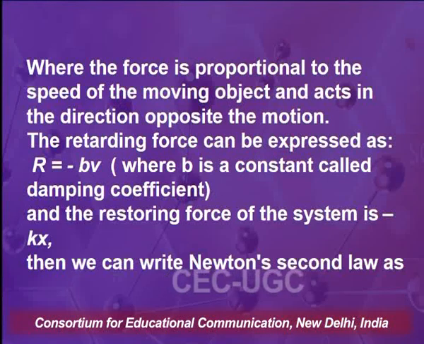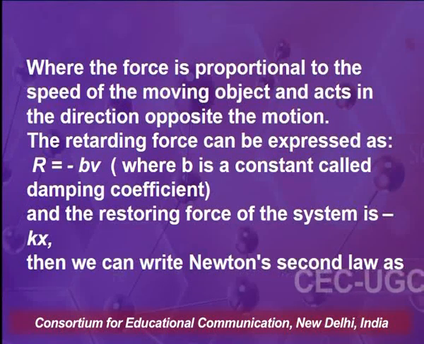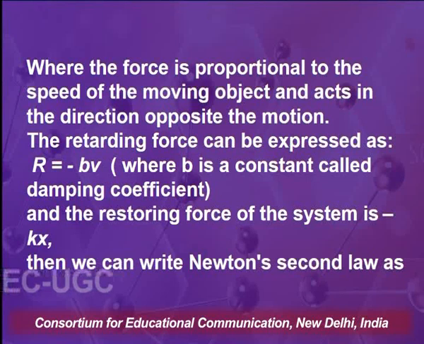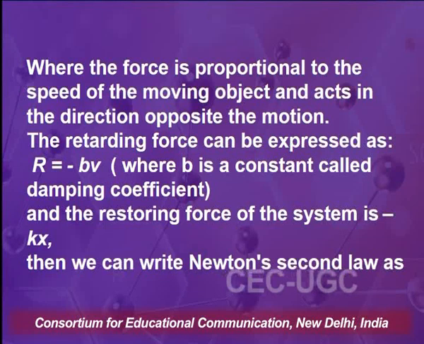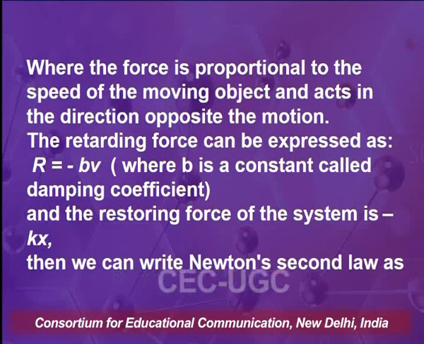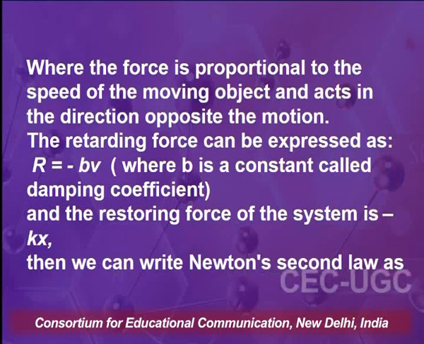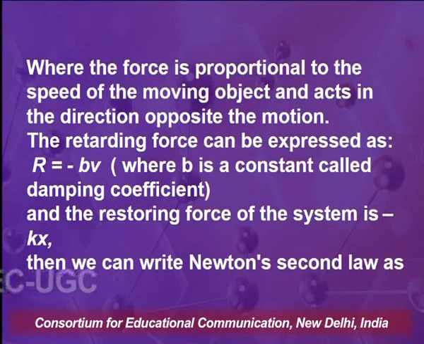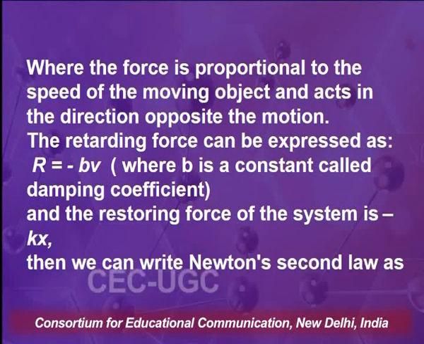So the force is proportional to the speed of the moving object and acts in the direction opposite the motion. The retarding force can be expressed as R equal to minus bv, where small b is a constant. We call that constant the damping coefficient.